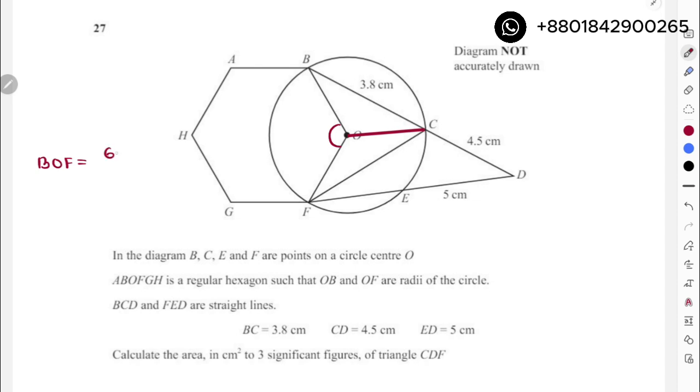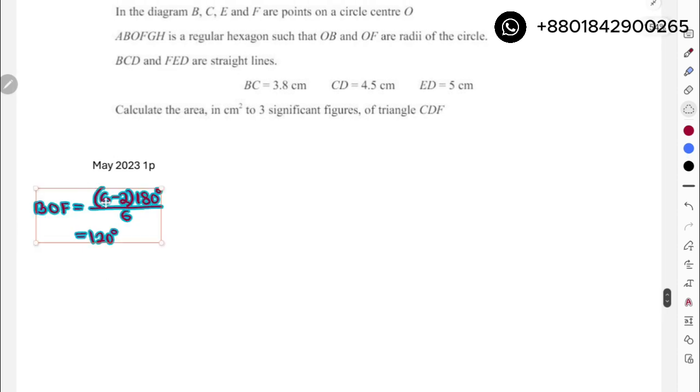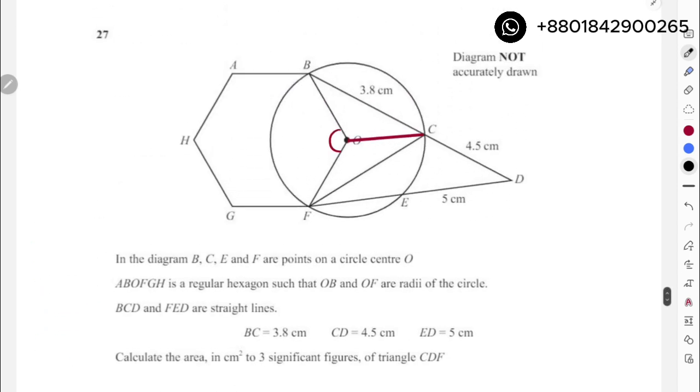Which is 6 minus 2, times 180 degrees, divided by 6 again, and that turns out to be 4 times 180 over 6, that is 120. So this is the formula for the interior angle of a regular hexagon. Okay, now after this, if you have the value, this is 120, I can understand then this was supposed to be 360, right?